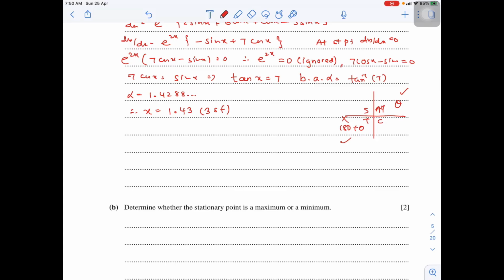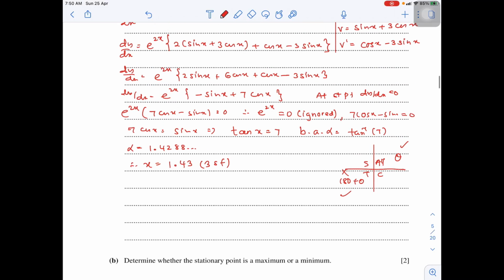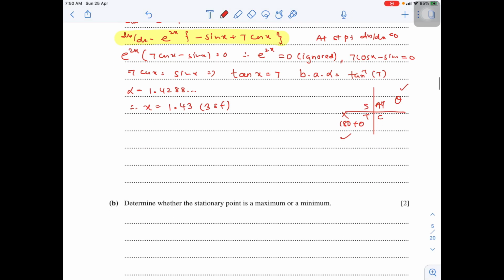Now the next question says, determine whether the stationary point is a maximum or minimum. So we need to calculate now d squared y over dx squared. So dy over dx we have, I'll use that. I'm writing it out first. So dy over dx is e to the power 2x times (negative sine x plus 7 cos x).